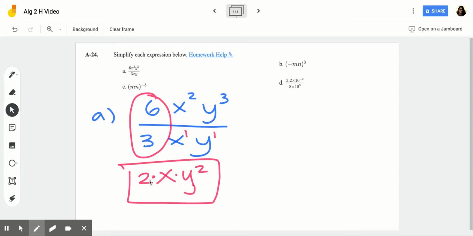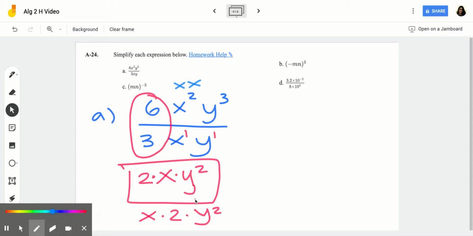And remember, these are all separate things being multiplied. So is someone wrong if they wrote it like this? No, it just kind of looks weird. Okay, and don't forget in Algebra 1, we spent a long time writing it out like this, 2 x's and 1 on the bottom and they cross out. That's essentially the same thing. This is just the quicker way to do it. Okay, let's look at B next.